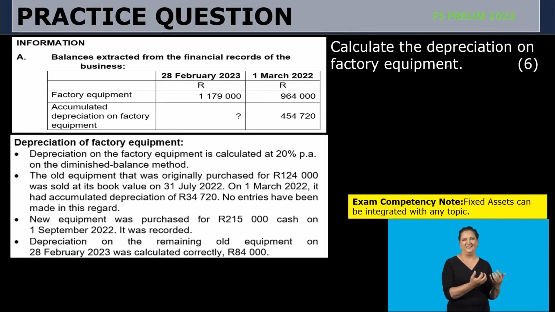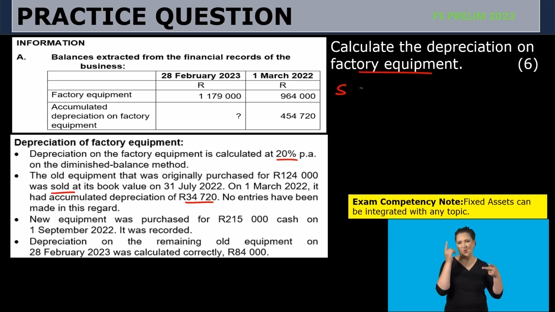So here they say, calculate the depreciation on factory equipment. Cost accounting, therefore. All right. So we're told depreciation on the factory equipment is calculated at 20% per annum on the diminishing balance method. Old equipment that was originally purchased for 124 was sold. That means I have my sold here. It was sold at its book value. It had accumulated depreciation of 34,720. No entries have been made in this regard.